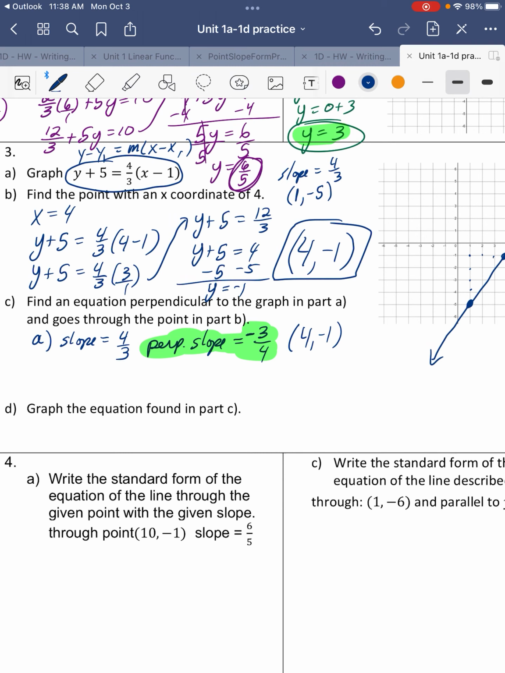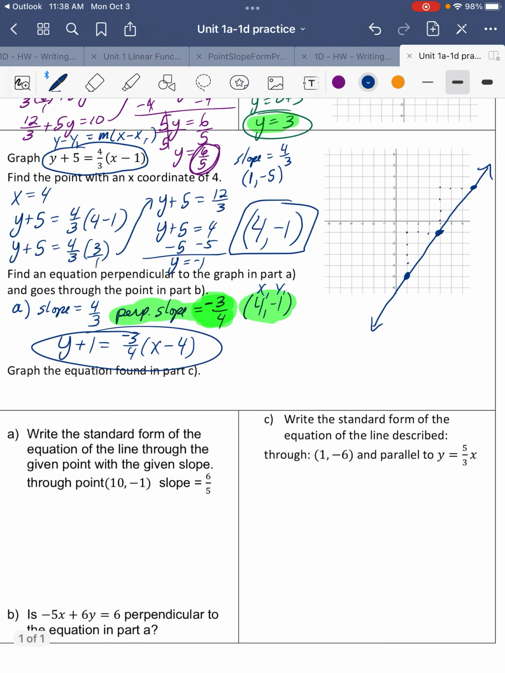So find an equation. If we have a point and a slope, we can put it in point-slope form. And then we're done. y minus -1, that's +1, equals -3/4 (x minus 4). That is an equation of a perpendicular line.